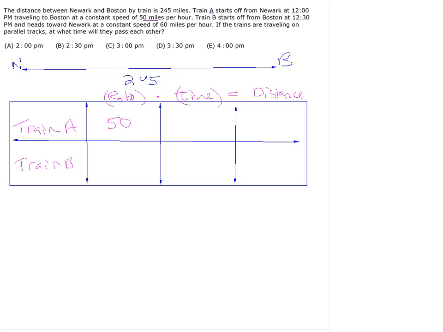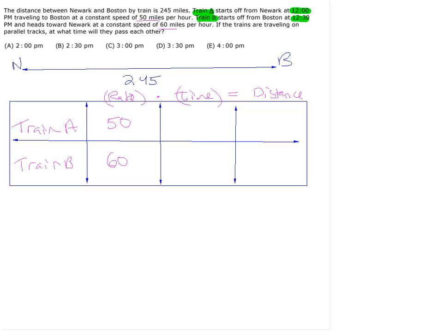Train B travels at a constant speed of 60 miles per hour. Now, here's where I want everybody to pay close attention, okay, if you weren't before. So notice, train A leaves at 12, but train B leaves at 12:30. If you recall, in the last problem, we let both of the times be t, because they left at the same time and they converged at some time later. We can't do that here because they didn't leave at the same time.